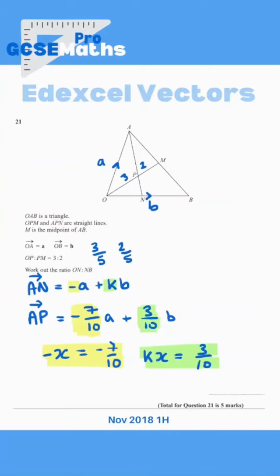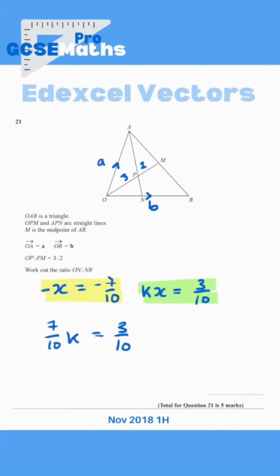Now we just need to solve the simultaneous equations to find K. We don't really care about X. We can solve this equation for K by substitution. So K is 3/7. However, just remember with this one, we need to convert it back into a ratio. K was representing the small side ON. So converting from a fraction back into a ratio, we should get 5 to 4.